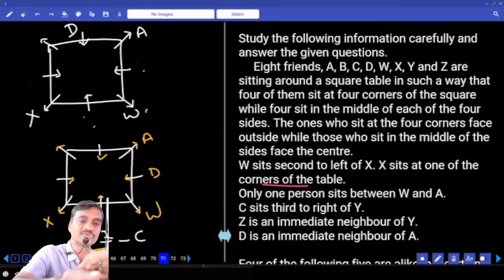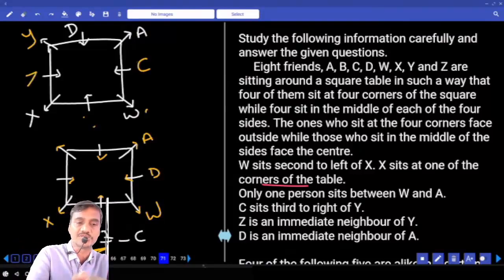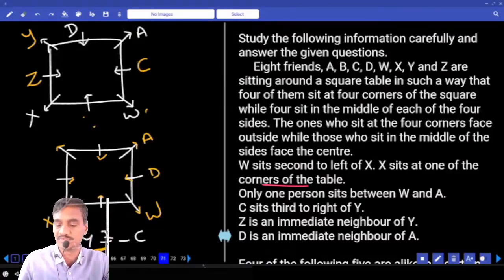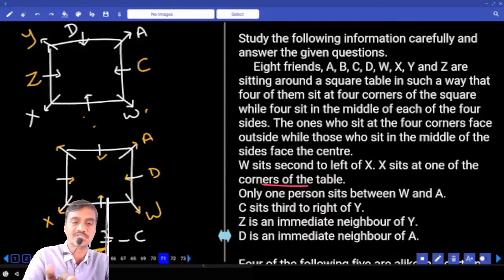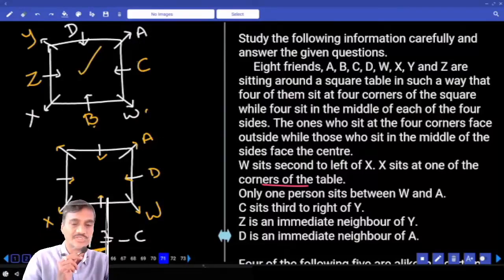Now we are fixing this Y at this place. Y is here, C sits immediate right of Y, so C is here. And Y and Z are adjacent to each other, so Z is here. Then who is the person left over? One more person, that is B, is left over, B will be at this place. Done? And so this is the arrangement here.